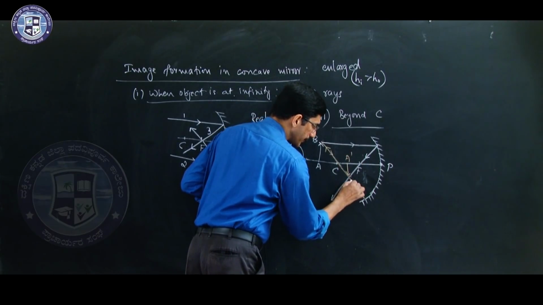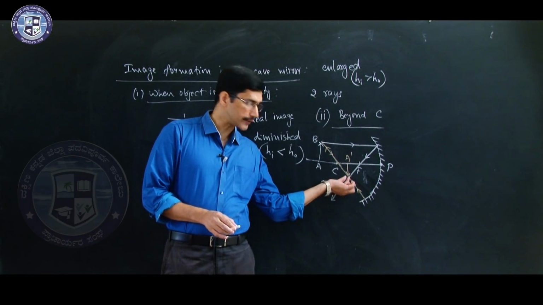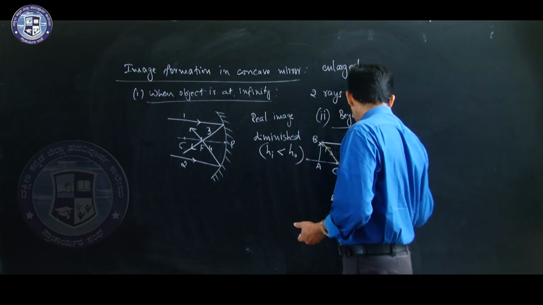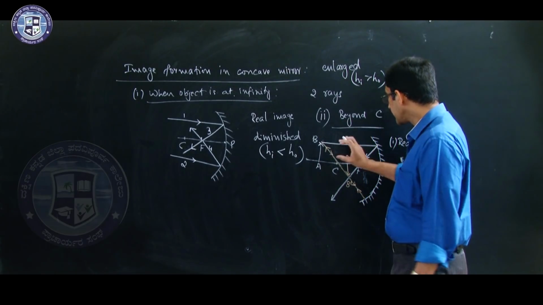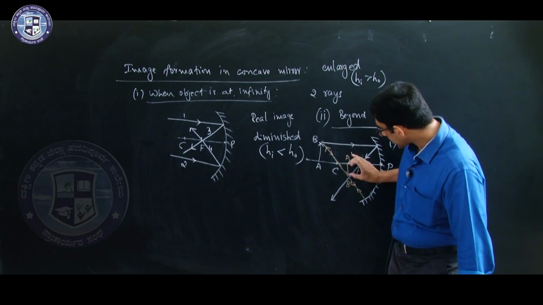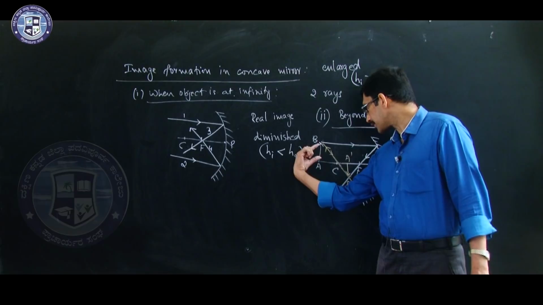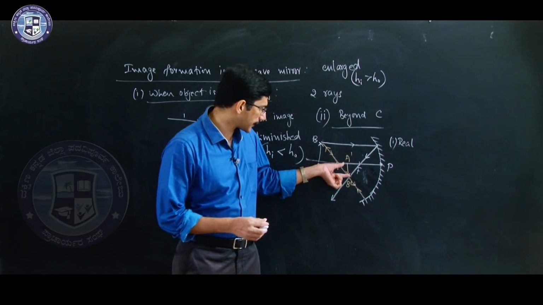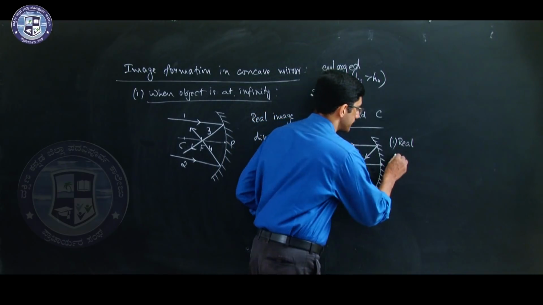So, A dash, B dash. The 2 rays actually meet at a point. Since the 2 rays are actually meeting at a point, what about the nature of the image? The nature of the image is real. You will get the real image, and if you see the height of the object is this much, while the height of the image is this much. So, which height is greater? The object height is greater or the image height is greater? Yes, the object height is greater than the image height. So, what about the nature of the image? The nature of the image is diminished.